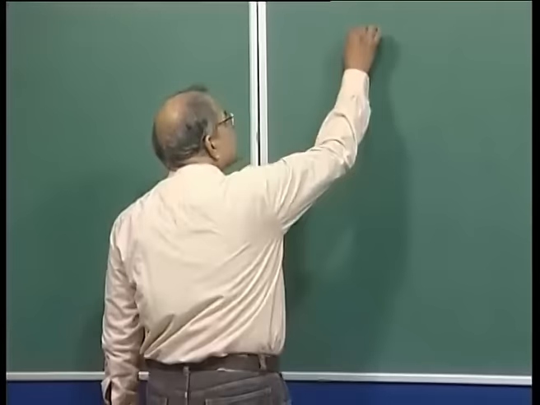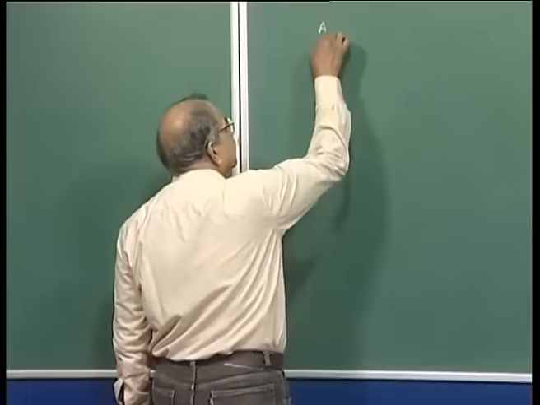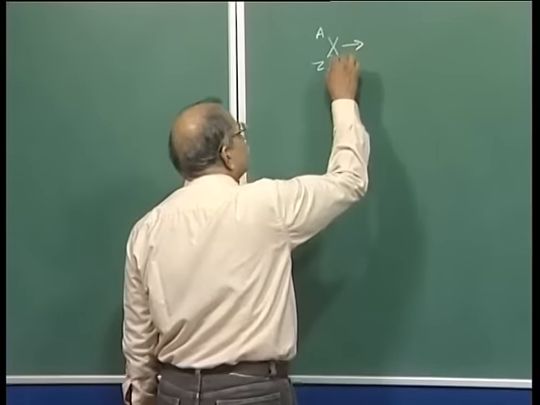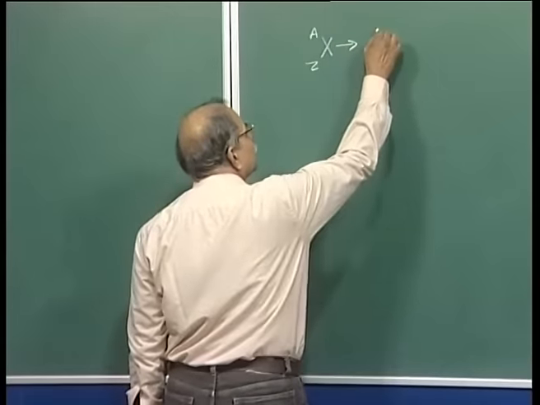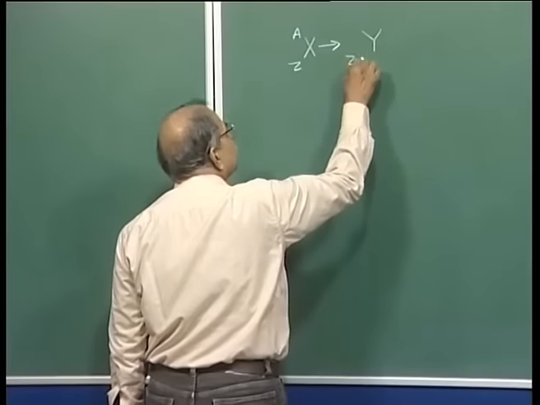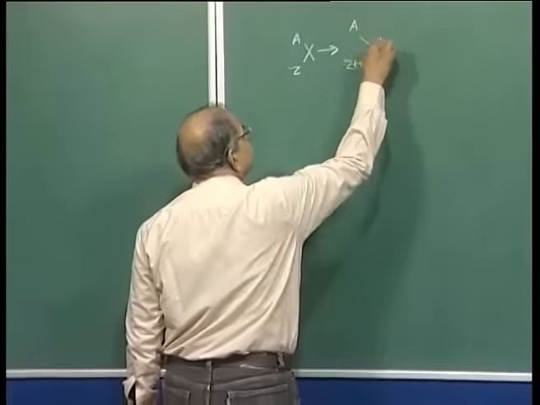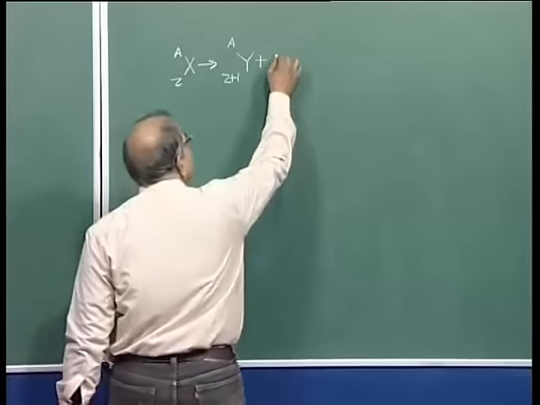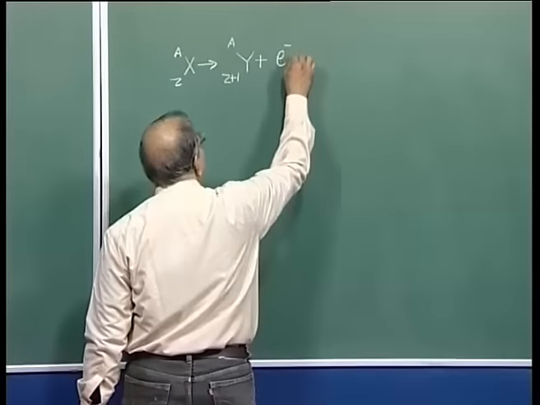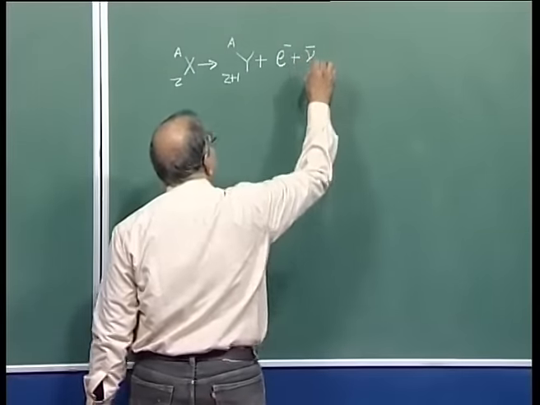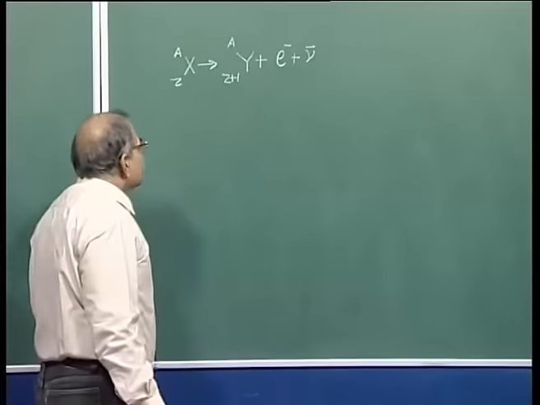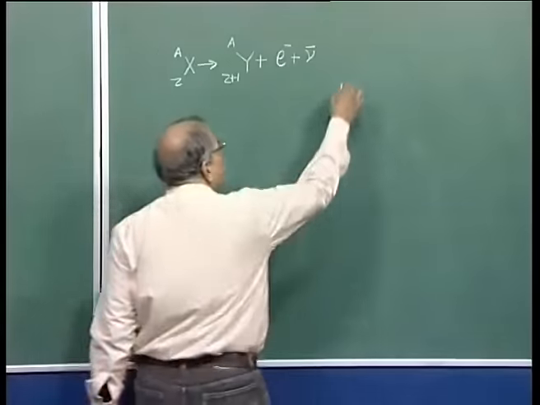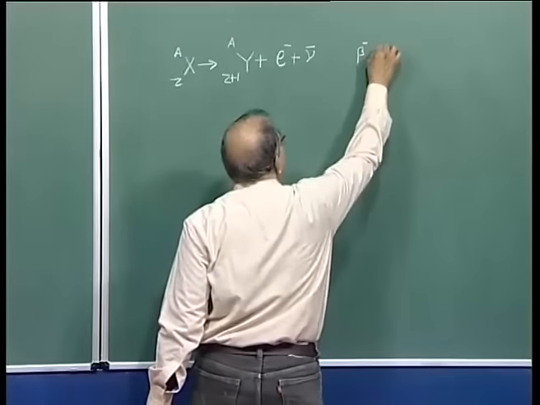In that case, for X with mass number A and proton number Z, if a neutron is converted into a proton, the proton number is increased by 1. It also creates an electron and a particle called an antineutrino, plus energy. That is one type of decay which we call beta minus decay.